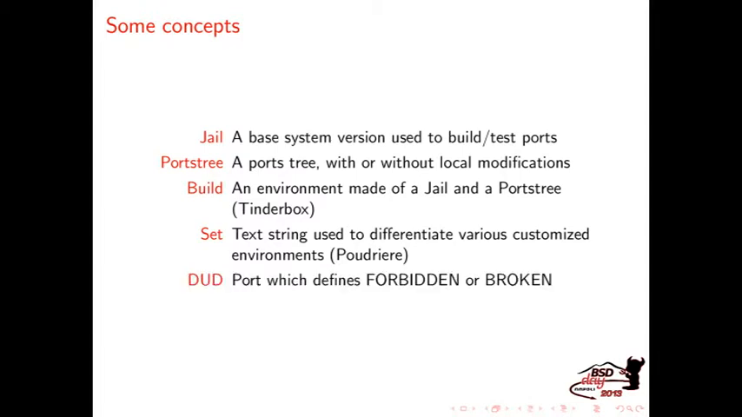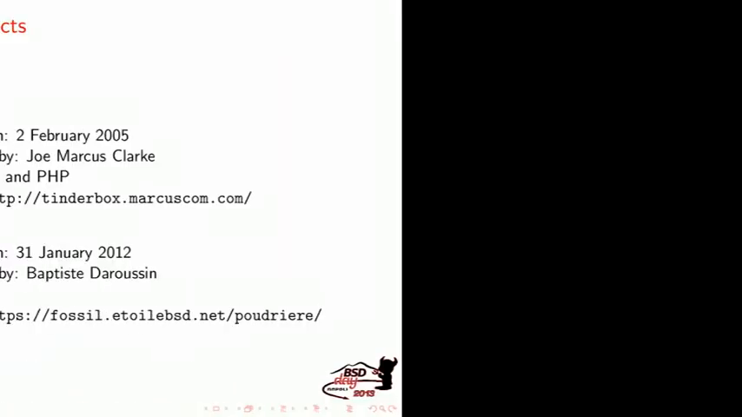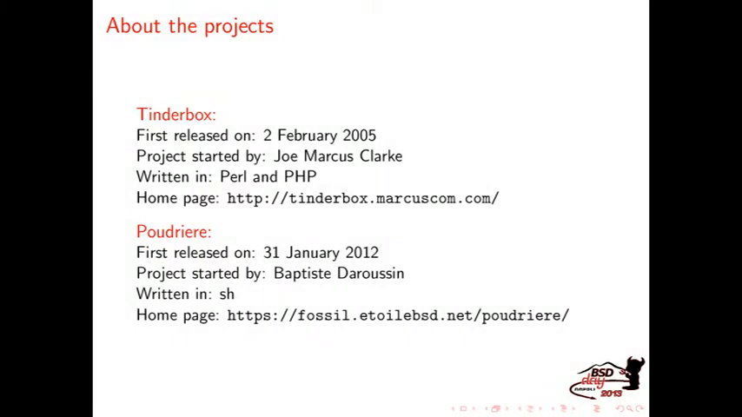Another term that is useful to know is tilde. It is used by Tinderbox mainly. It just identifies ports which are forbidden or marked broken. This means that the port will simply be skipped by Tinderbox unless a command line option is defined. Poudriere just lists them as skipped ports. This is just to give an idea of the software.